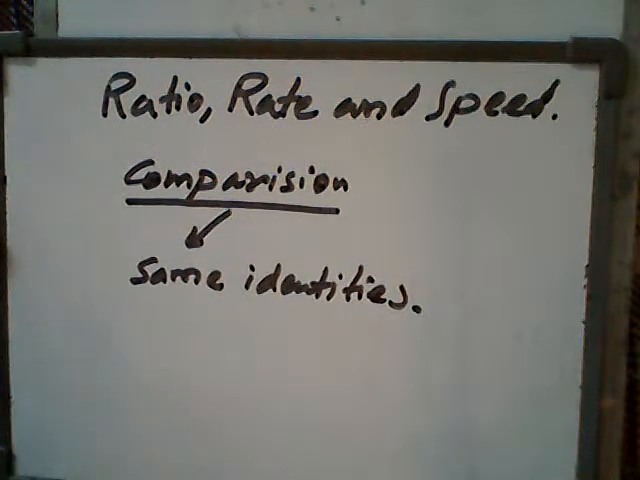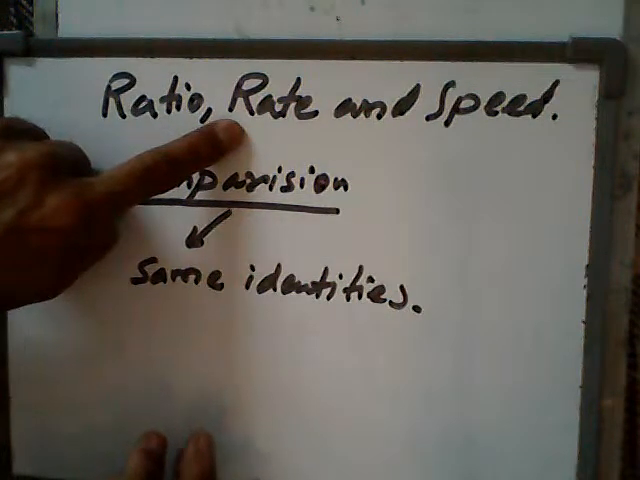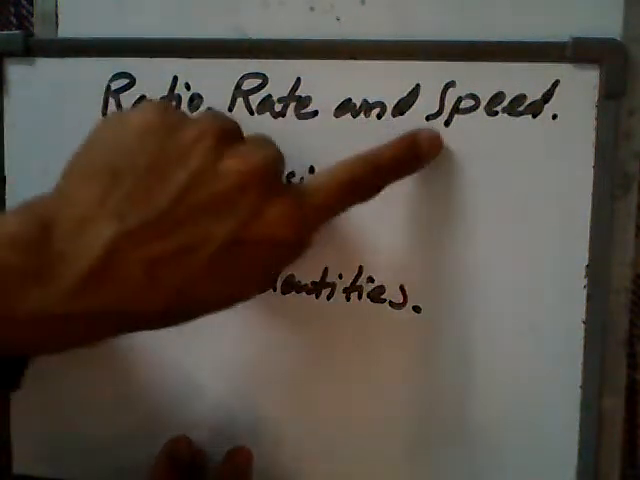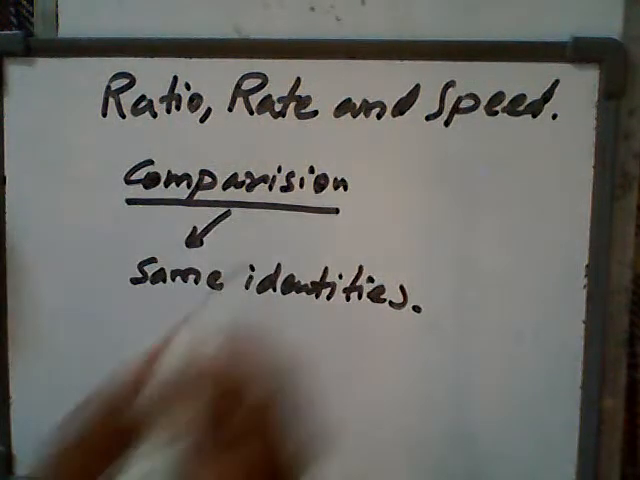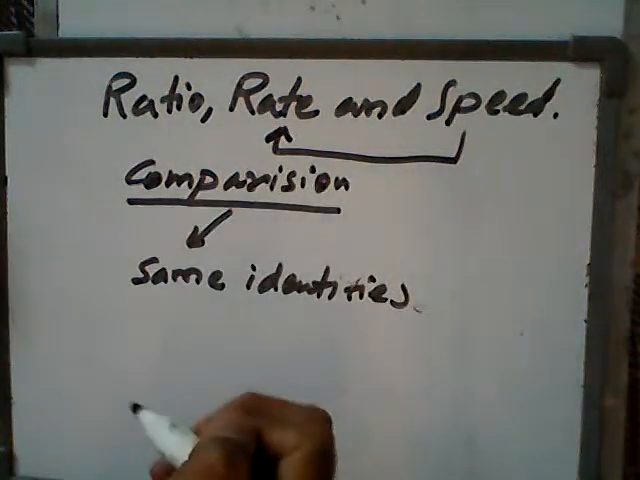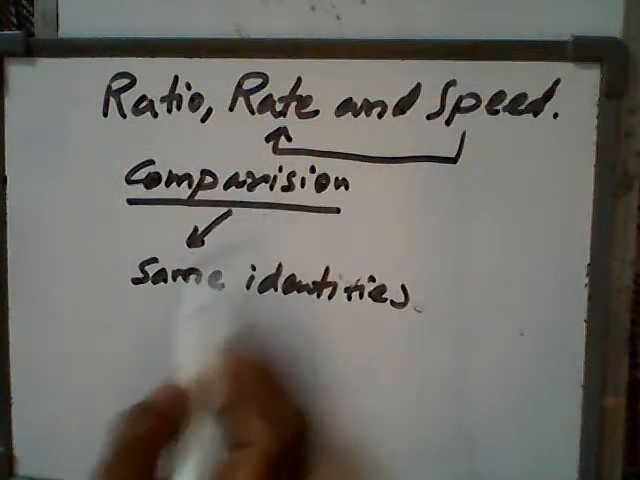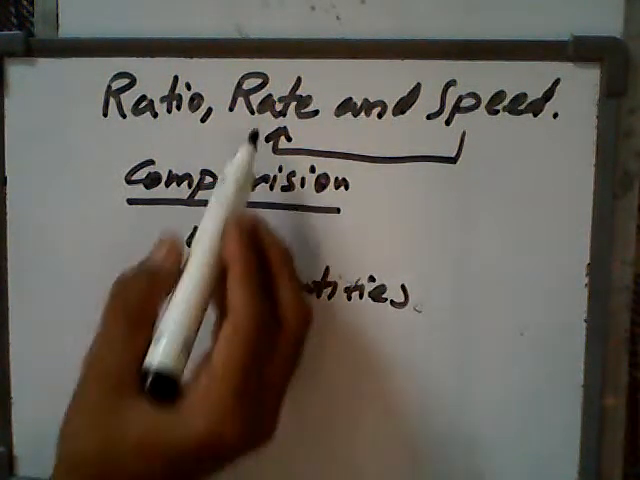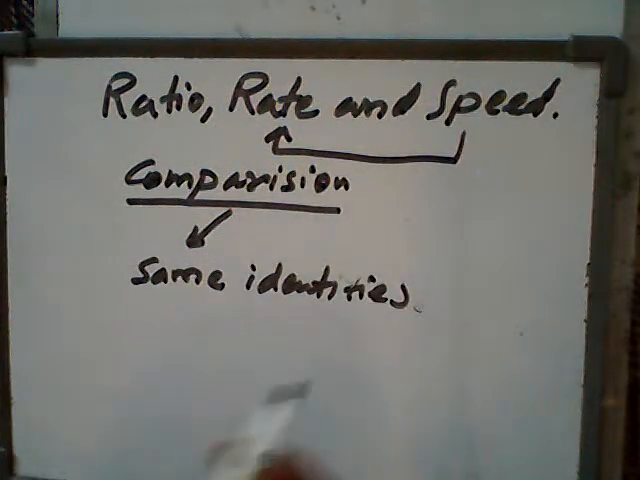If we are comparing different identities, then we'll be going for rate, and the same rate is applied in the concept of speed. So speed is actually a rate. But ratio and rate are two different things, in which ratio is the comparison of two same identities and rate is the comparison of two different identities.